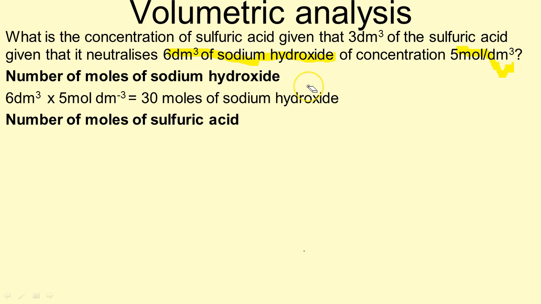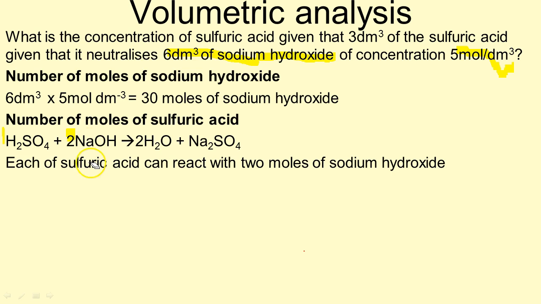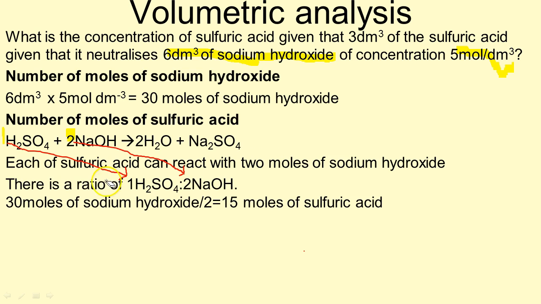Sulfuric acid and sodium hydroxide will always react together in the same ratio. I'll give you the equation, and we'll cover in a different tutorial how you would remember or work out this equation. From the equation we can see 1 mole of sulfuric acid reacts with 2 moles of sodium hydroxide. Each mole of sulfuric acid can react with 2 moles of sodium hydroxide. So there is a ratio of 1 mole of sulfuric acid to 2 moles of sodium hydroxide. Thus, if we have 30 moles of sodium hydroxide, they will all react with 15 moles of sulfuric acid.